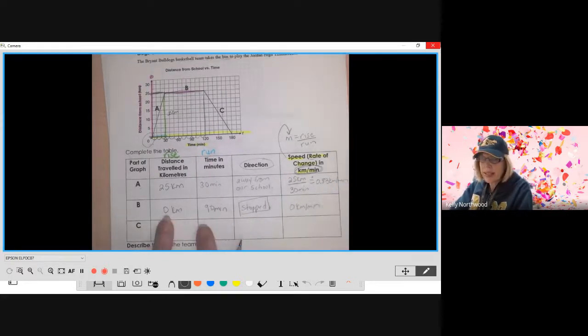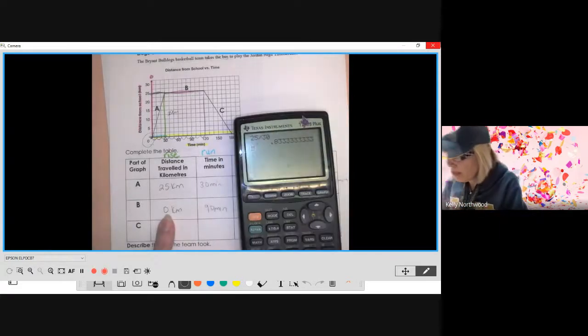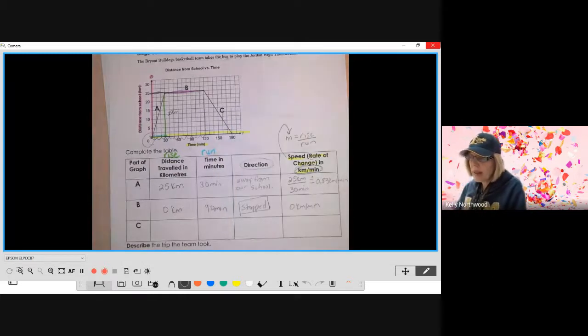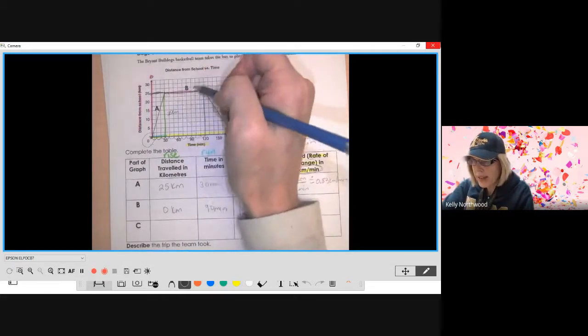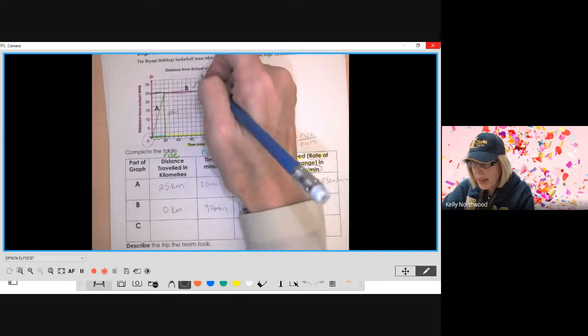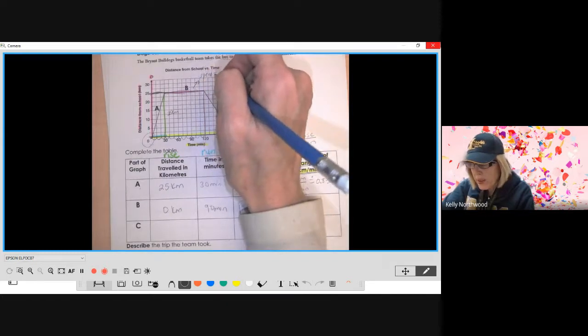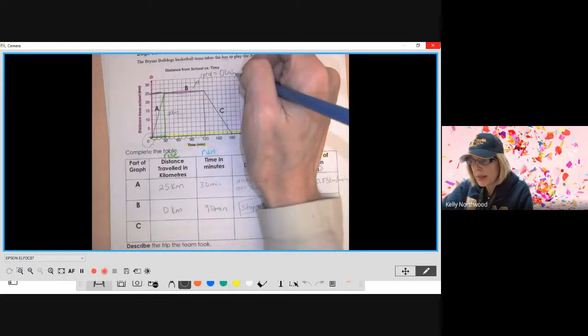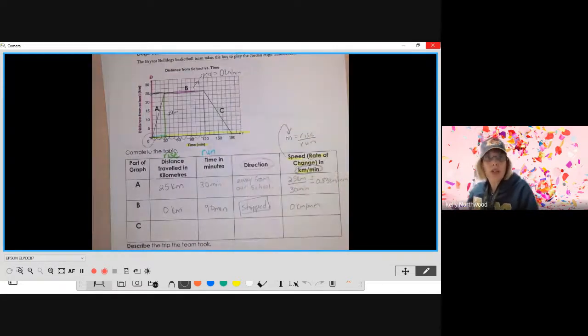But you can see if I did rise 0 divided by 90, I'll just show you that that turns out to be 0. Okay, so if you do rise 0 over run 90, you get 0. But you also know whenever you have a flat line, your speed is equal to 0, whatever the units, in this case it's kilometers per minute. Anytime you see a flat stretch on a distance time graph, it means that your speed is 0.